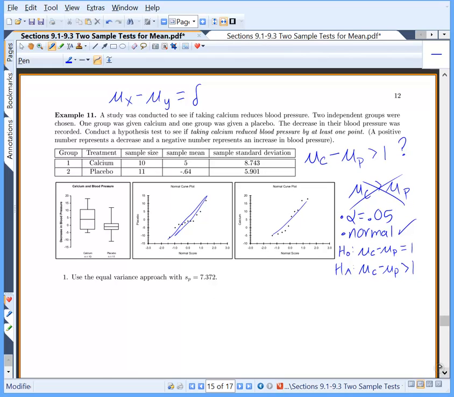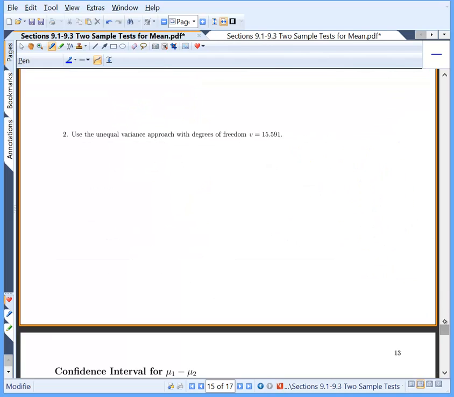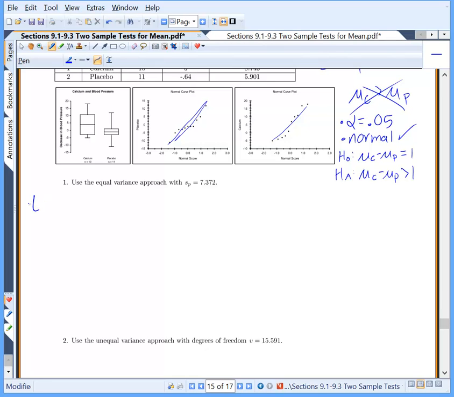So when we write down our formula for the test statistic, our test statistic had been x bar minus y bar over the square root of the pooled variance times 1 over n plus 1 over m. But that was with no delta. If you have a delta, then all you have to do is just go minus delta. So all the formulas are the same except for you minus your specified difference. So let's go ahead and plug everything in.